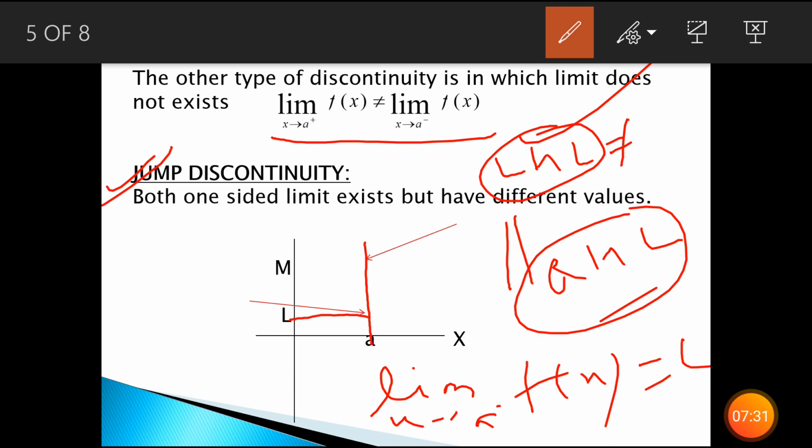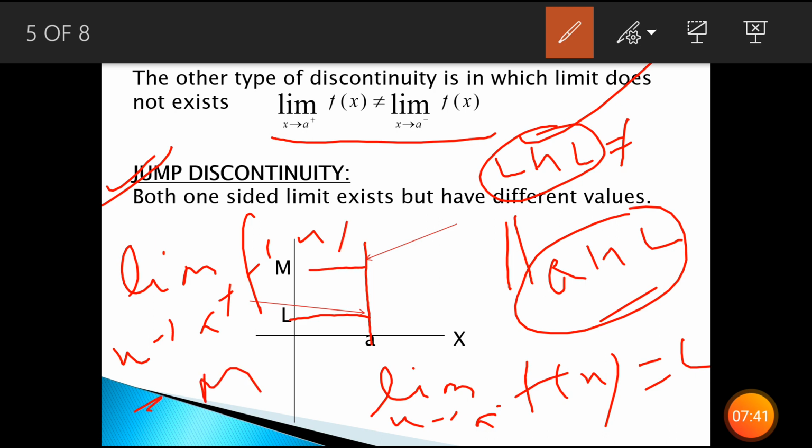If we see the right hand side, limit x tends to a plus f(x), it means from this side the functional value is m. It means both limits exist as x tends to a, but left hand limit is L and right hand limit is m. It means the limits are not equal, therefore the limit does not exist. So both the limits themselves exist but they are not equal to each other. This is the case of jump discontinuity.